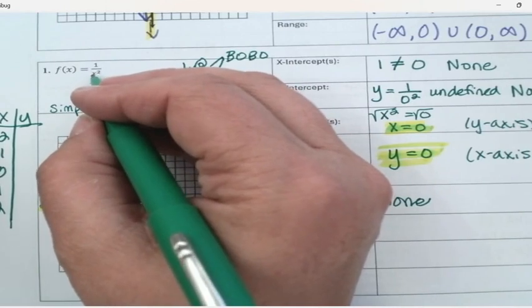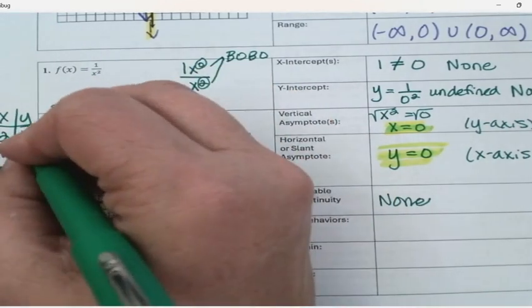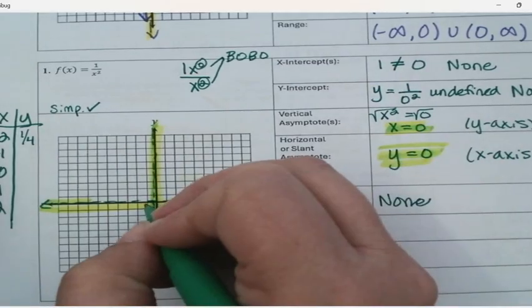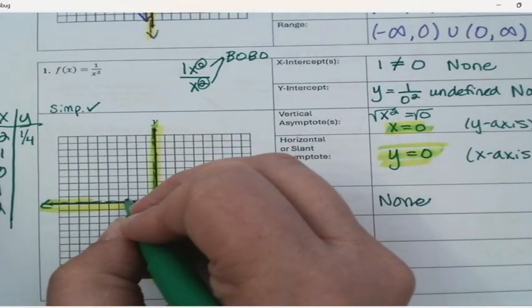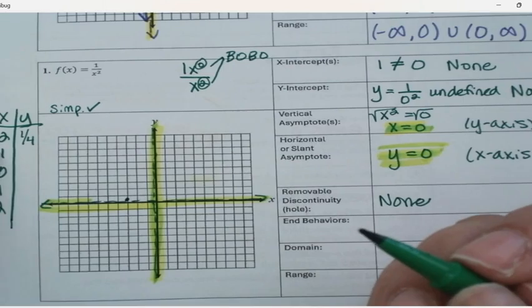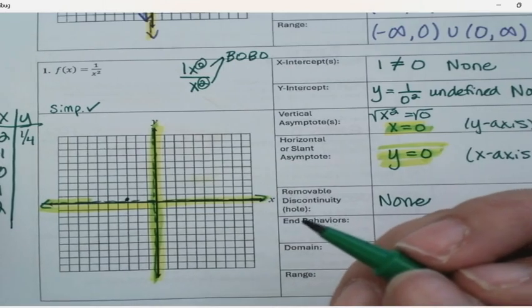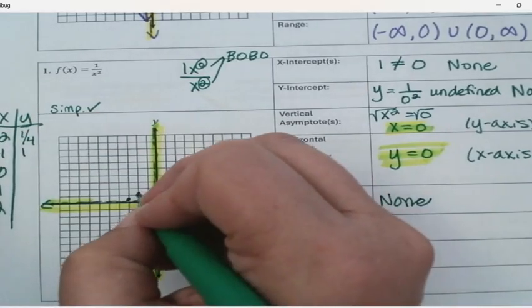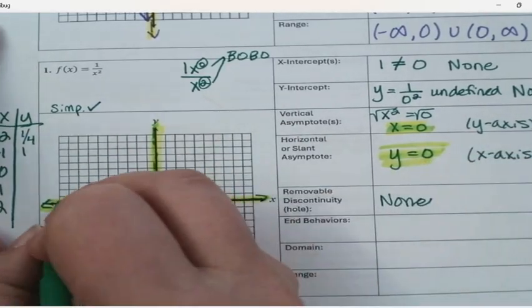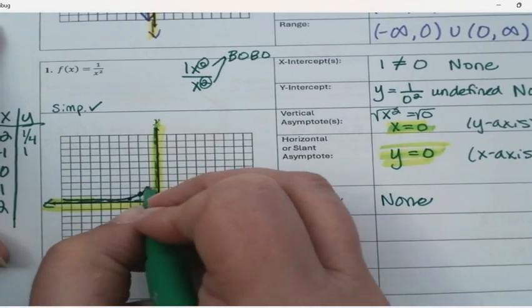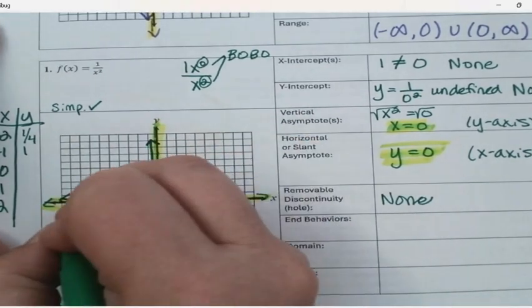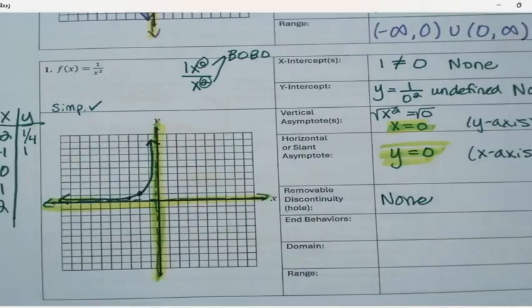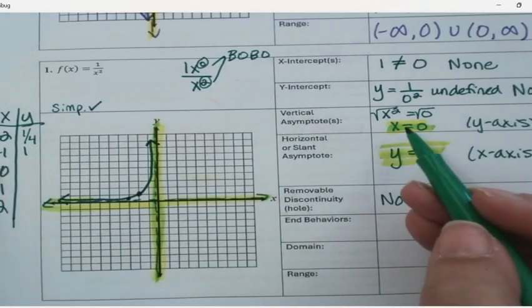When I plug in -2, I'm going to get 1 over -2 squared, which is -2 squared is 4. So this is 1 over 4. So -2 and then 1/4. When I plug in -1, -1 squared is 1. So this is 1 over 1. So -1, 1. So this one must come across down here and go up like this.